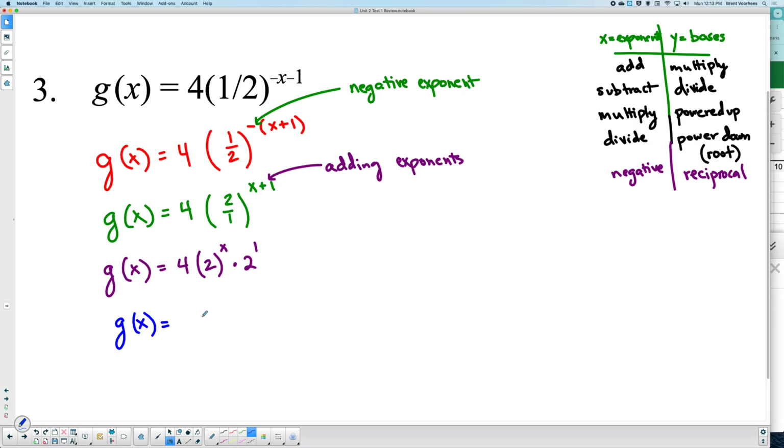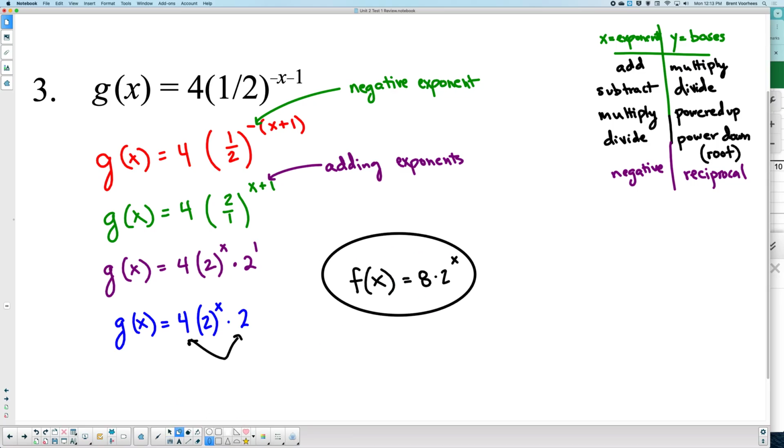So it becomes 4 times 2 to the power of x times 2 to the first, which is just 2. If you combine these together, you'll have your solution. You can multiply the 4 and the 2. What is 4 times 2? 8 times 2 to the power of x. Once again, I remove the parentheses just because that's the form they said to write the answer in. Be like this.